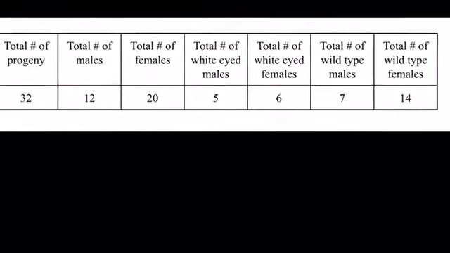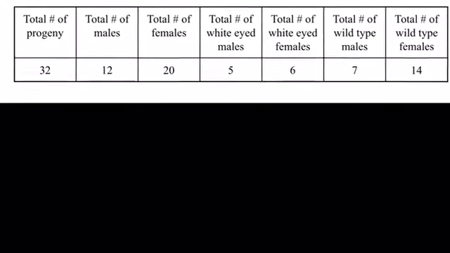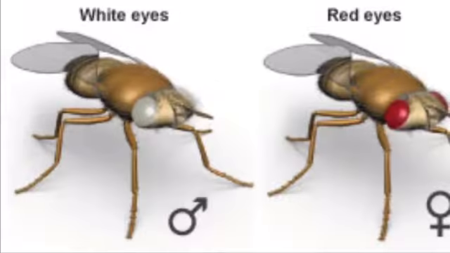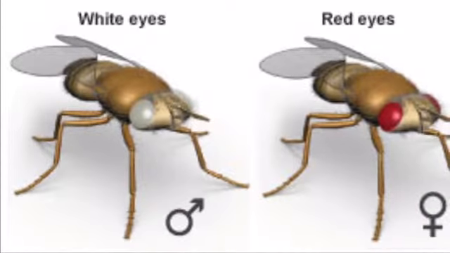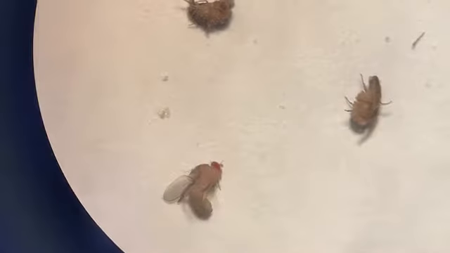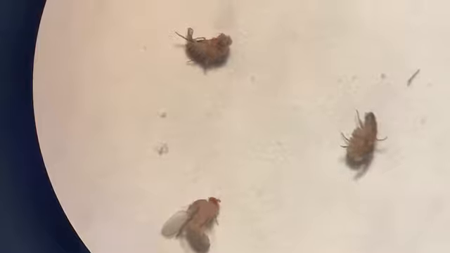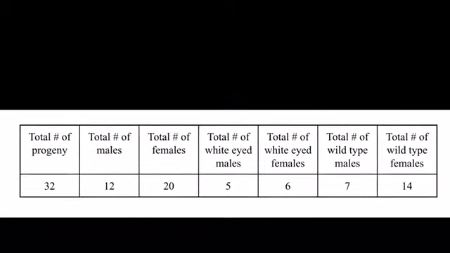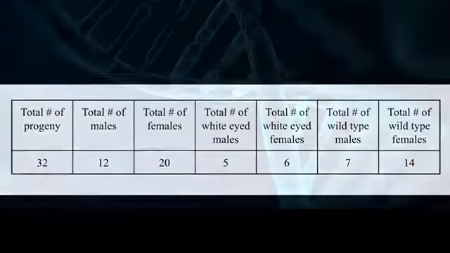This table demonstrates the F2 progeny created from the cross between a white-eyed male and a wild-type female. The data concludes that there were a total of 32 progeny, 12 of which were males and 20 that were females. There were 7 wild-type red-eyed males and 14 wild-type red-eyed females. The data also concluded that there were 5 white-eyed males and 6 white-eyed females.